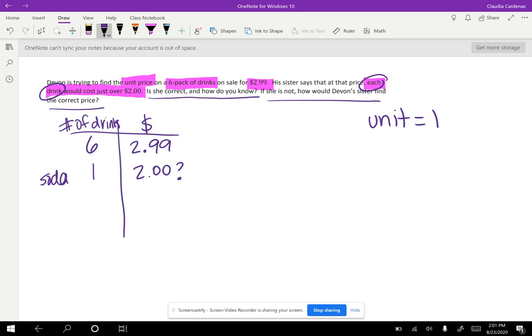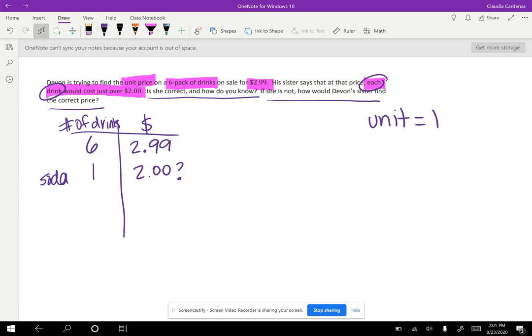So we're going to put all this information in our table to then see how we can determine if Devin's sister is right or not. So let's go ahead and find the unit price with the sale price. In other words, if it's $2.99 for 6 sodas, let's figure out how much it would be for one soda. Okay, so how would we write this as a ratio? Well, we need to find the price for one soda.